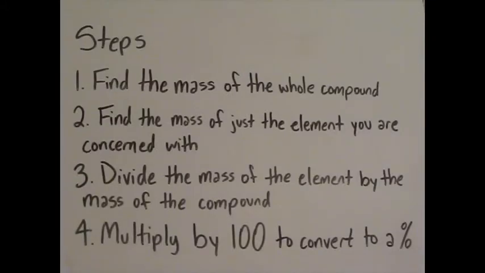Okay, now we're going to move on to something called percent composition. Percent composition is a percent of the total mass of the compound that is due to that component. Here are the 4 steps to finding the percent composition. Find the mass of the whole compound, find the mass of just the element you are concerned with, divide the mass of the element by the mass of the compound, and finally multiply by 100 to convert to a percent.